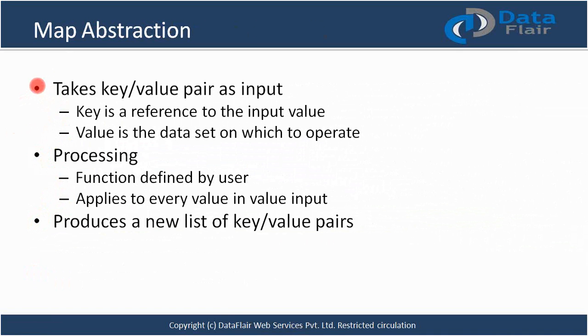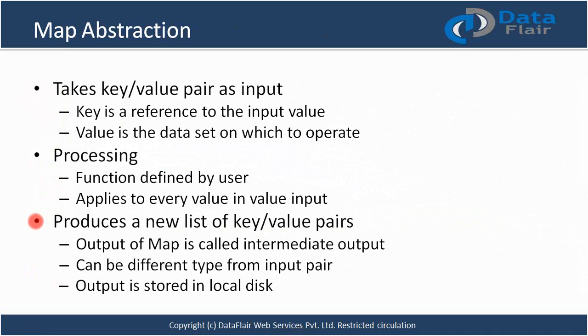Now, as I told you, the input is a key value pair. It produces a new list of key value pairs. It means the output is also in the form of keys and values. The output of map is called intermediate output.